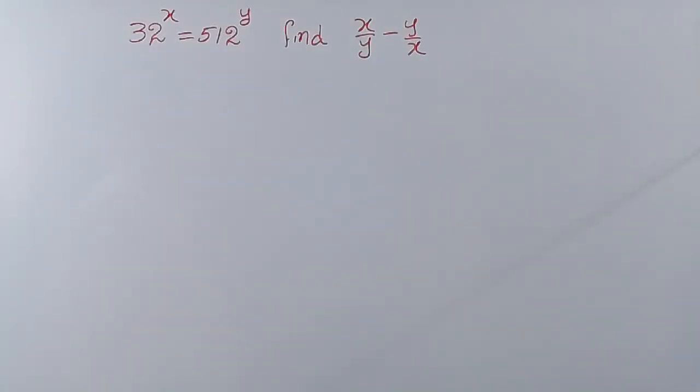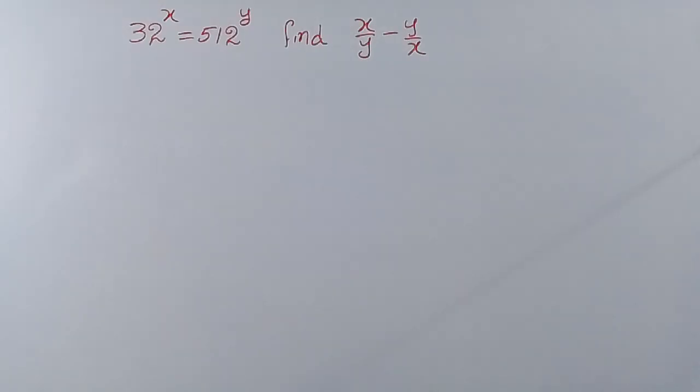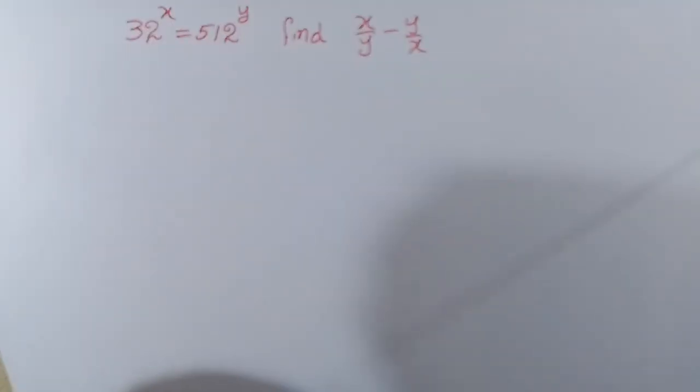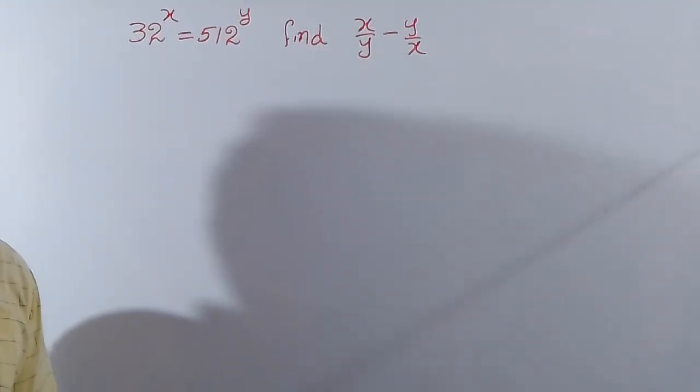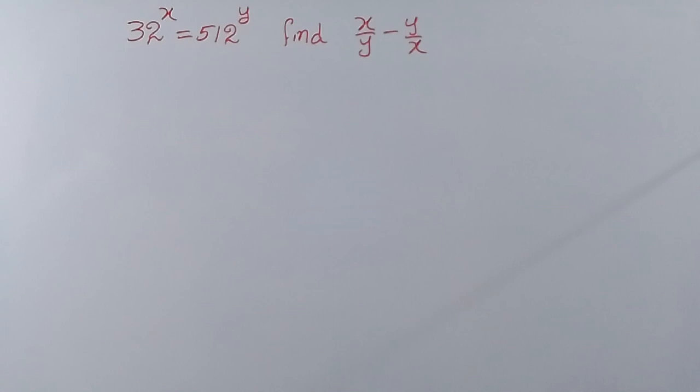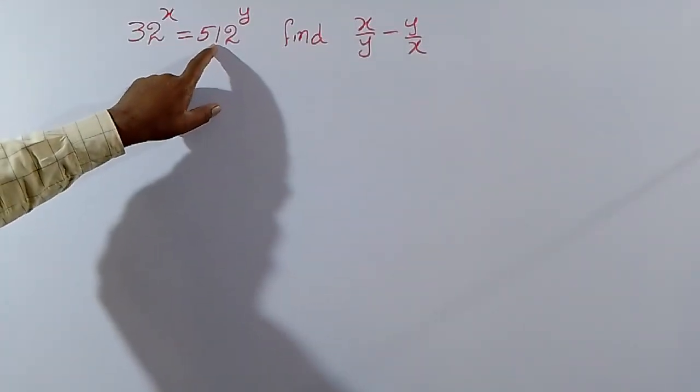Today manam exponents ni base chesukoni unnatundi problems. You already 8th class, 7th class range lo undandi. So 7th and 8th lo unna exponents formulas teesukoni vaati basics lo unnatundi problems lo ela solve cheyalano discuss chestunnandi. Now here 32 power x is equal to 512 power y.